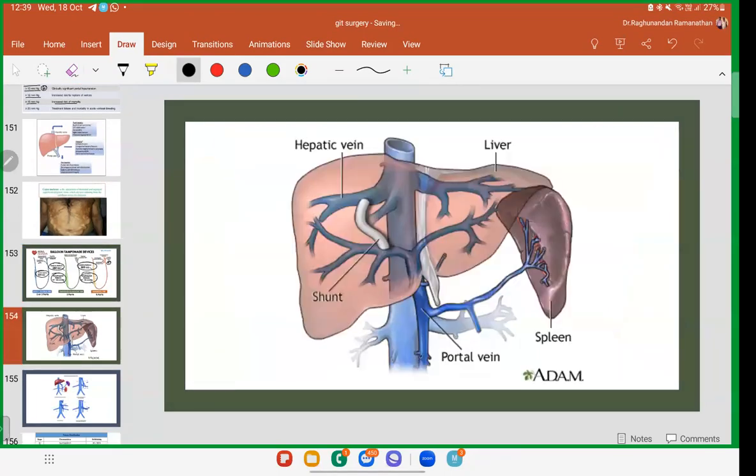Now we are going to move towards the TIPSS. What is TIPSS? Transjugular intrahepatic portosystemic shunt. Okay, this is a shunt that is going to be present between the portal vein and your hepatic vein. Can you see here? So there is going to be a shunt. This is your shunt. That shunt is present between your portal vein and your hepatic vein.